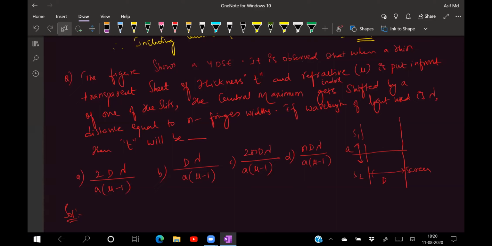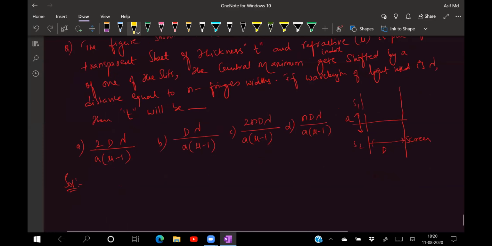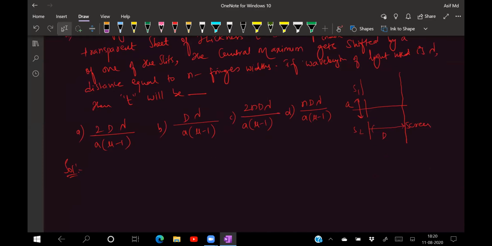No response? Yes sir, say something. My internet connection is unstable. Now see, if you introduce the sheet in the path of one of the beams, what is the path difference? Delta x will be equal to mu minus 1 into the thickness T.